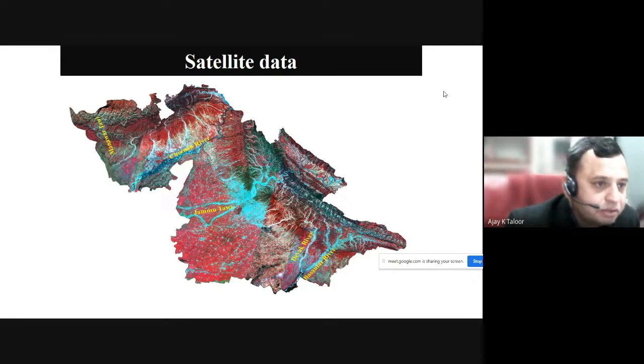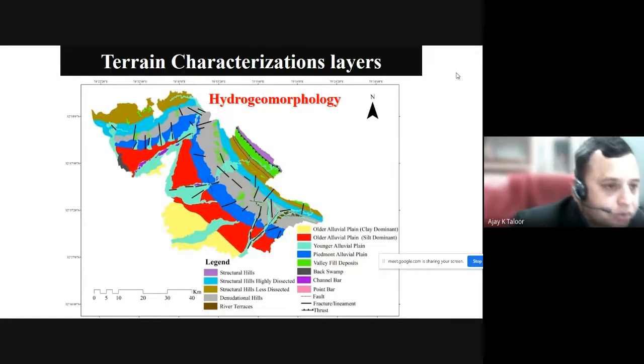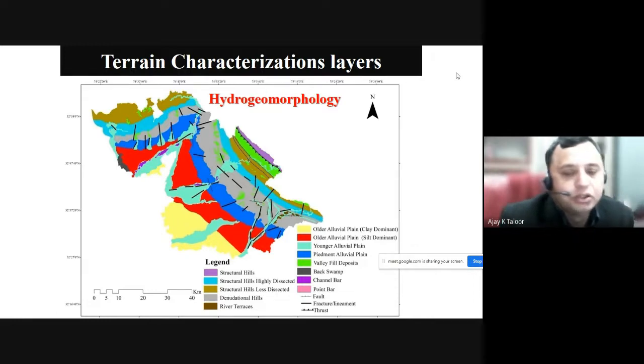Next, Suraj, please. As I told you in the methodology, we have prepared the hydrogeomorphology map, with the various features we are able to locate from the satellite data. We prepared the different faults, then channel bars, where we are able to locate the channel bar, back swamps, and flood plain deposits. So different kinds of geomorphological features which we are able to analyze and interpret from the satellite data. We have prepared this particular map, which is known as hydrogeomorphology. So this is terrain characterization, layer number one. Next, please.